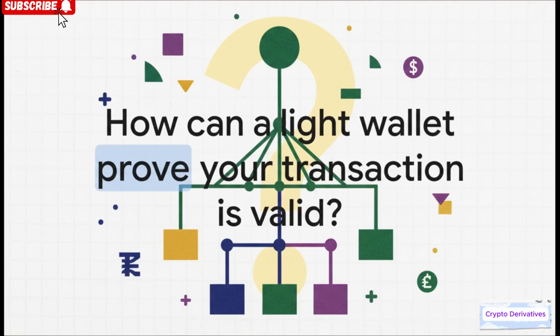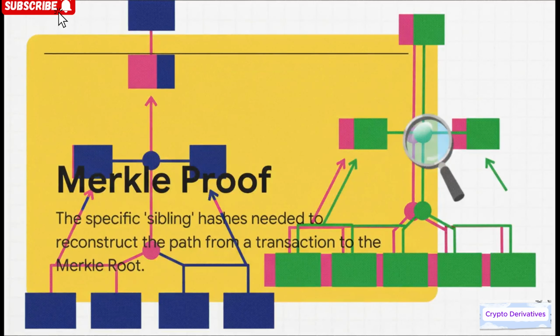So how can it use that one little piece of information to be 100% sure your transaction is really there? The answer is the Merkle proof. See, to prove your transaction is in the block, you don't need all the other transactions. All you need is the hash of your transaction, plus the sibling hashes that sit next to it on the path all the way up to the root. It's just the specific breadcrumbs you need to rebuild that one branch of the tree.